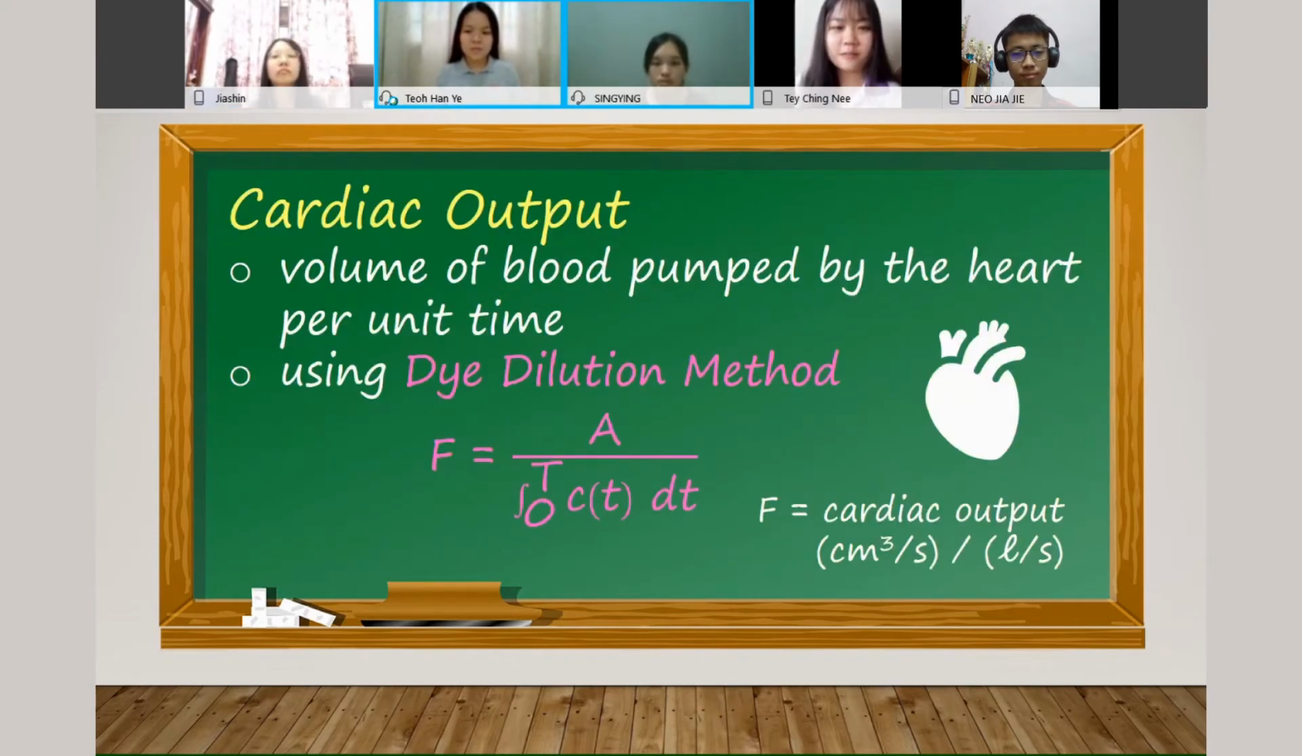Then I will explain about cardiac output. Cardiac output is the volume of blood pumped by the heart per unit time. We measure cardiac output using the dye dilution method, which is F equals A divided by the integral of the concentration of dye over time t in the interval of 0 to T.